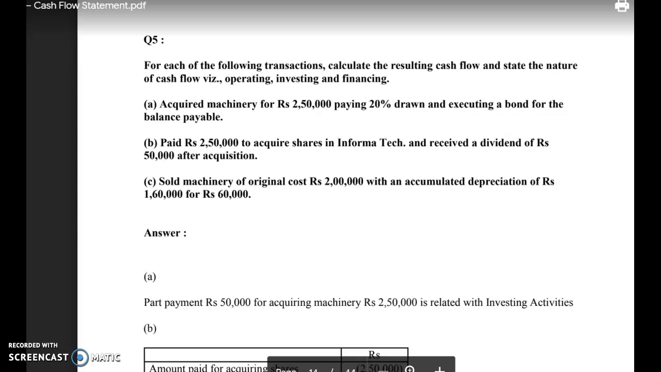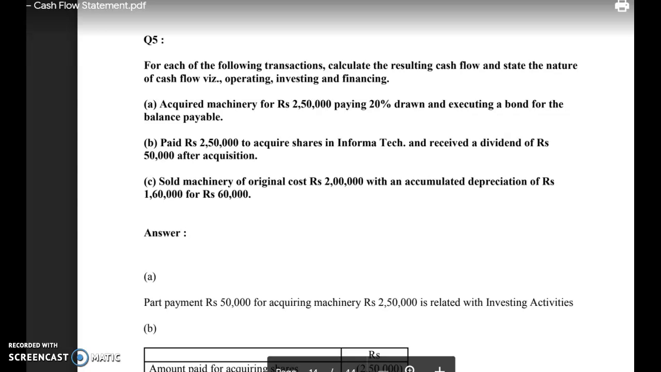You have been given different examples, and on the basis of your understanding of these examples, you have to calculate whether there is a cash inflow or outflow, and whether the cash inflow is from operating activities, investing activities, or financing activities. A transaction is given: acquired machinery for rupees 2,50,000, paying 20% down and executing a bond for the balance payable.